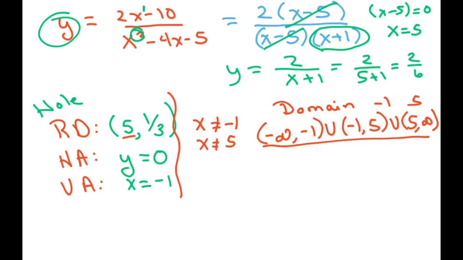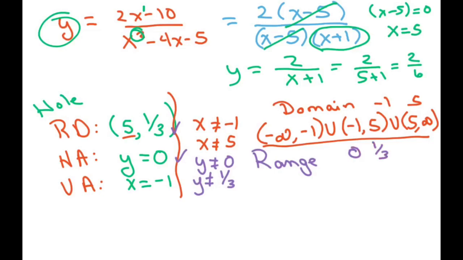And then for your range, that is your y. We already know that y cannot be 0 because we have a horizontal asymptote here, and y also cannot be 1/3. So writing these in order, it's 0, 1/3. So in interval notation, -infinity, comma 0, or 0, comma 1/3, or 1/3, comma infinity.